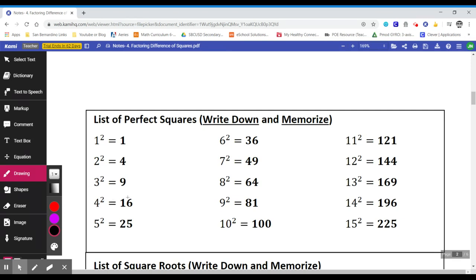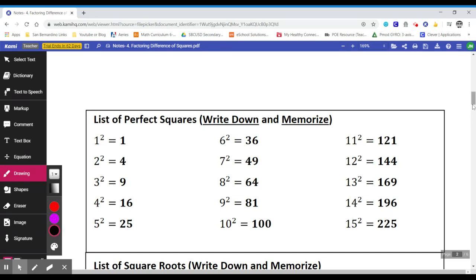4 squared is 16, 5 squared is 25, 6 squared is 36, 7 squared is 49, 8 squared is 64, 9 squared is 81, 10 squared is 100, 11 squared is 121, 12 squared is 144, 13 squared is 169, 14 squared is 196, opposite of this one, just flip the last two numbers, and then 15 squared is 225.